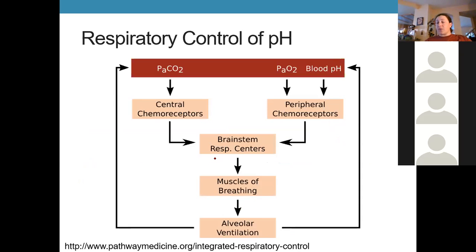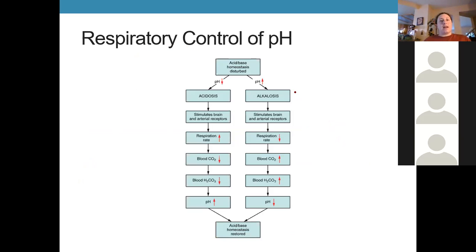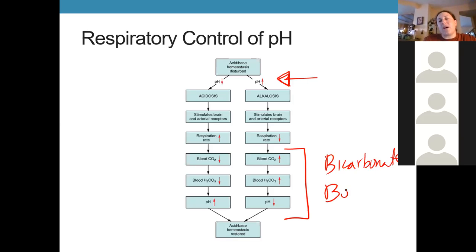Here's your reminder flowchart of how carbon dioxide and blood pH have negative feedback loops controlling respiration. This is the specific one, and you can see the respiratory control of pH, both for decreasing and increasing the pH, and how our respiratory rate can be stimulated to change to basically control the bicarbonate buffer system. We are modifying the bicarbonate buffer system with our respiratory control.